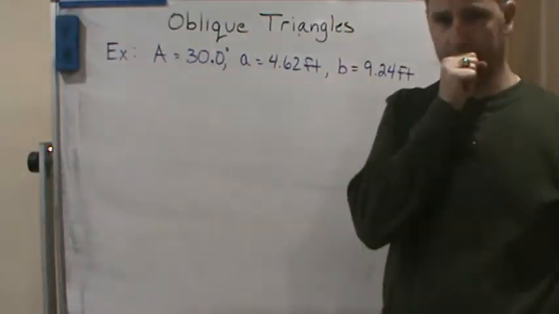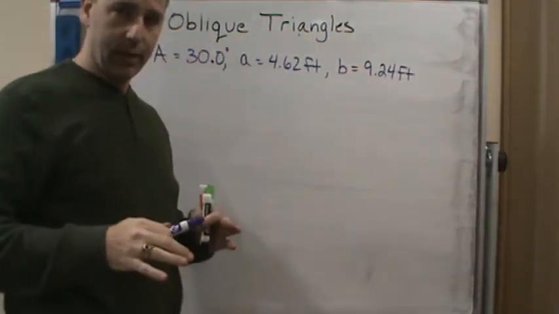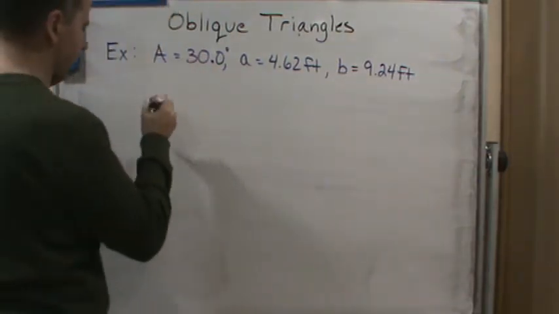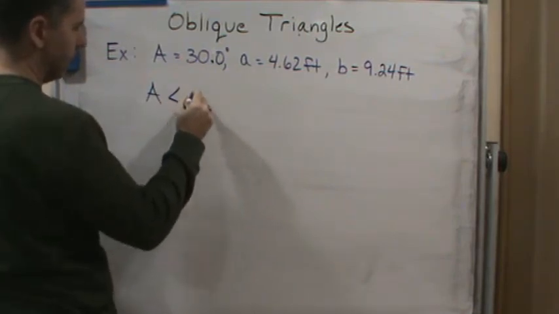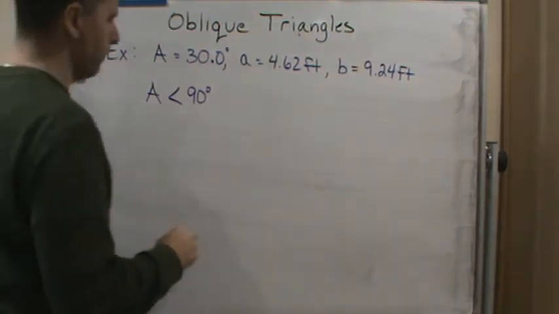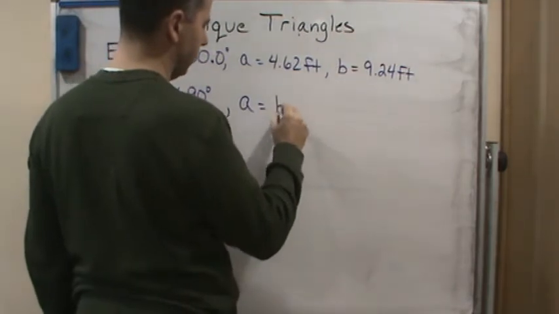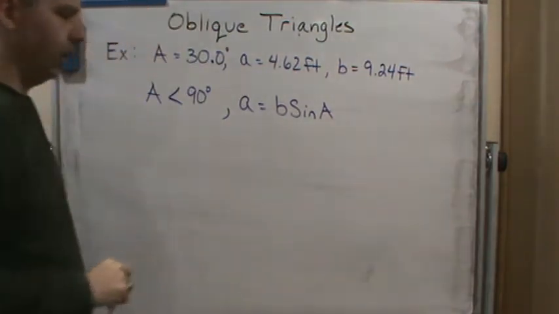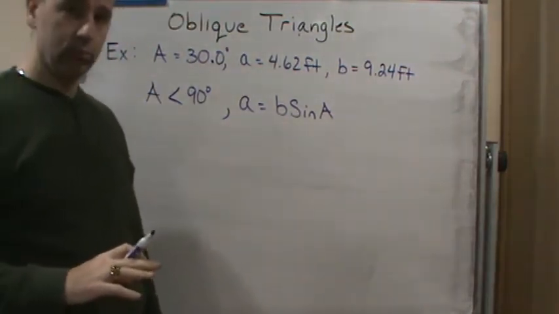Before we do an example, let me set up another scenario, another case, if you will. That's if A is less than 90 degrees, and A equals B sine A. If this is the case, then we have a right triangle.